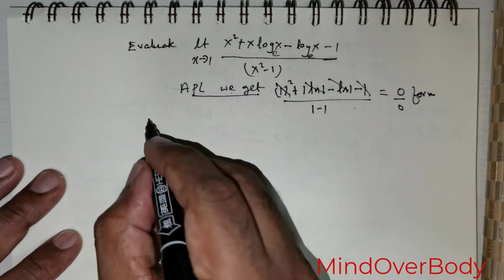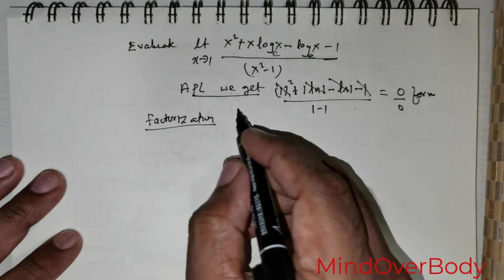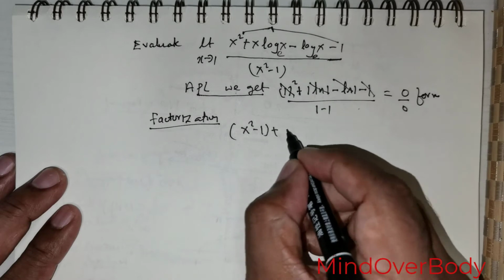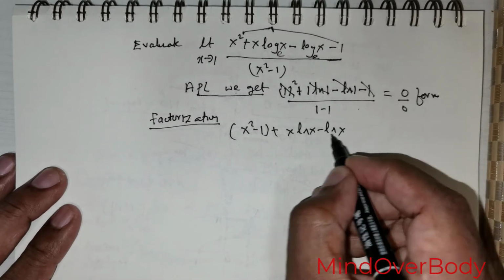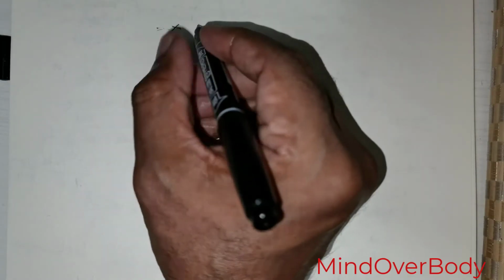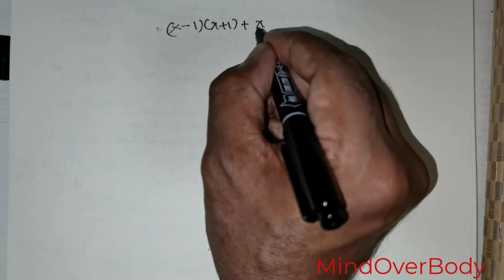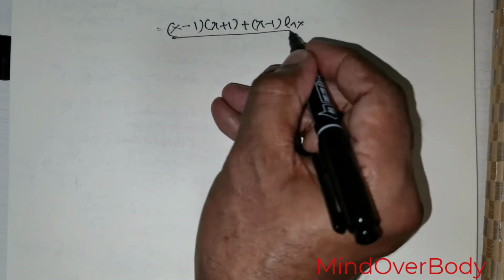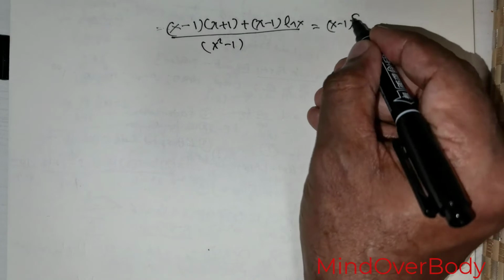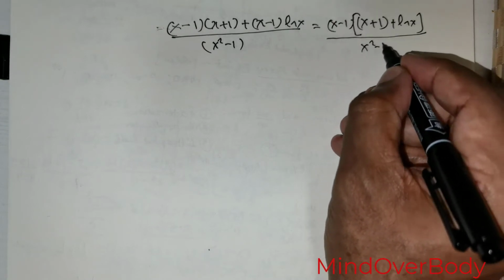Now what we are going to do is, first we are going to adopt the method of factorization to solve this. So I want to club x squared with negative 1, and then I will club x times ln x minus ln x together, divided by x squared minus 1. I'm going to rewrite x squared minus 1 as x minus 1 times x plus 1, followed by x minus 1 times ln x. Now from here I'm going to take x minus 1 out, so that would give me x plus 1, followed by ln x.